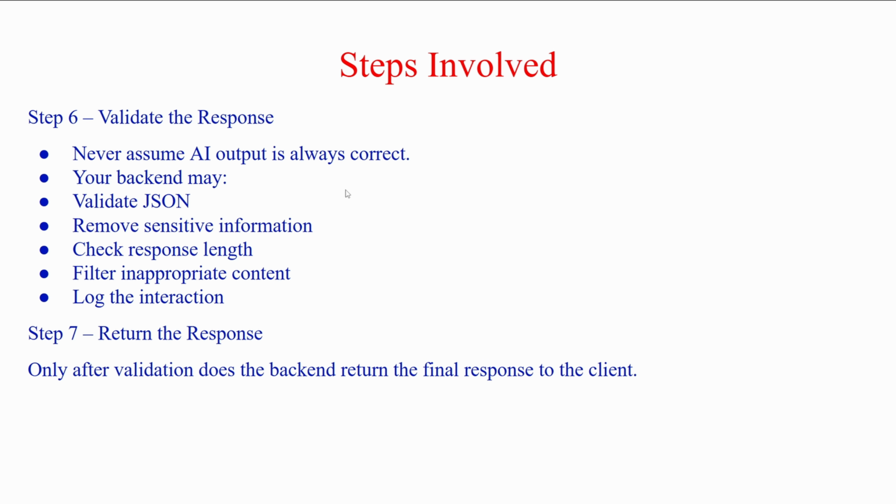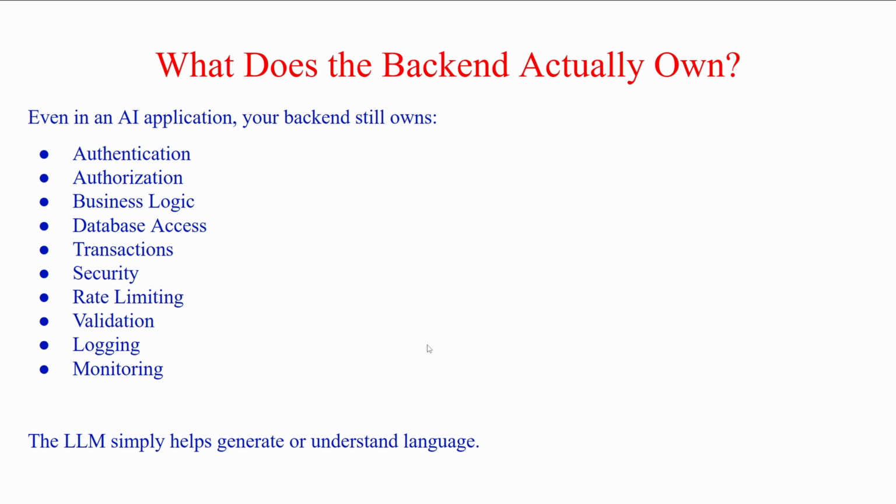As soon as the summary is generated, the response comes in plain text or in a JSON format. The backend validates the JSON. It removes sensitive information, checks the length, filters inappropriate content, logs the interaction, formats it better, and sends the response to the frontend. After validation, the backend returns the final response to the frontend, and through the frontend, the client sees your response. So these are the things involved in your AI application, enterprise level.